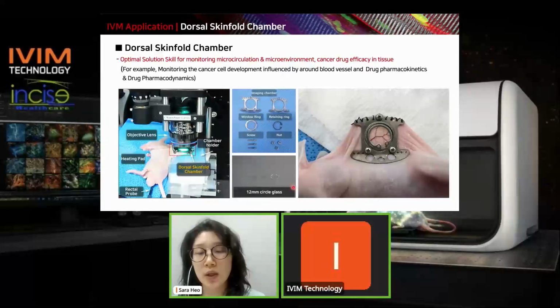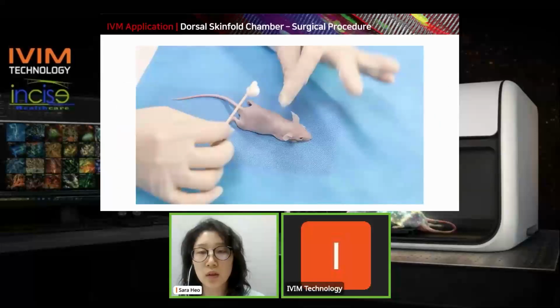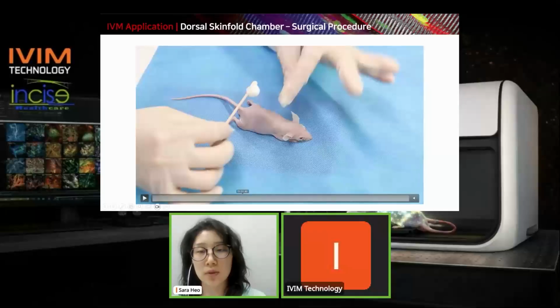And here in the middle, we have the compartments of the DSC, and the right is the final result of the DSC applied on a mouse. So this is the procedure for applying the dorsal skin chamber on a mouse.